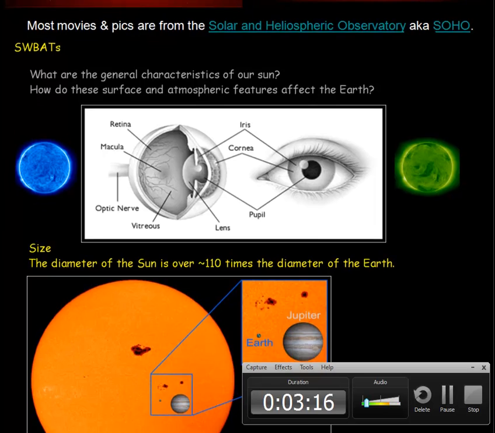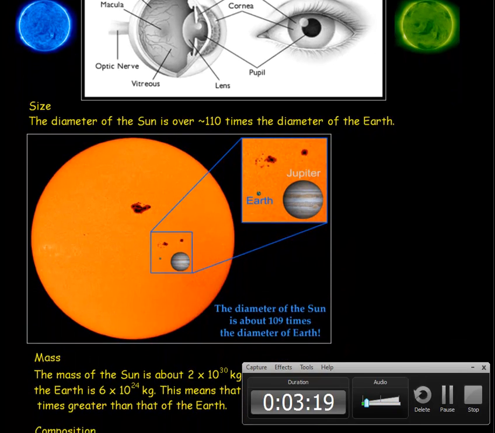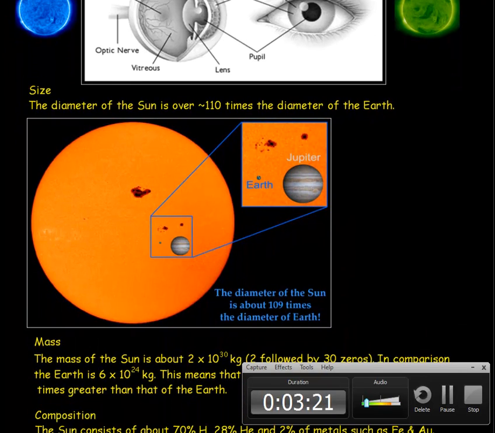Okay, what are some of the general characteristics for our sun, or one of the stars? First thing, it has a diameter of over 108 times the diameter of the Earth. If you can remember this number, 110, that'll work. Taking a look at this picture, looking at this box, there's an enlargement here. This is the Earth and this is Jupiter. You can see Jupiter is much more massive than the Earth, showing sunspots, which we'll talk about in part 2. In the background, there is the Earth, and you could take 108 of those and put it across this way.